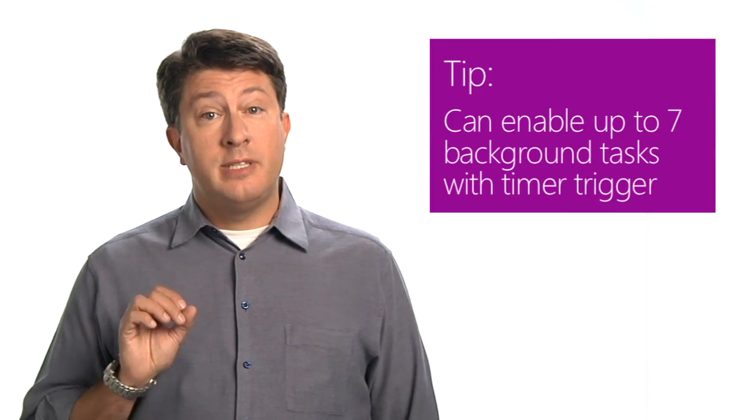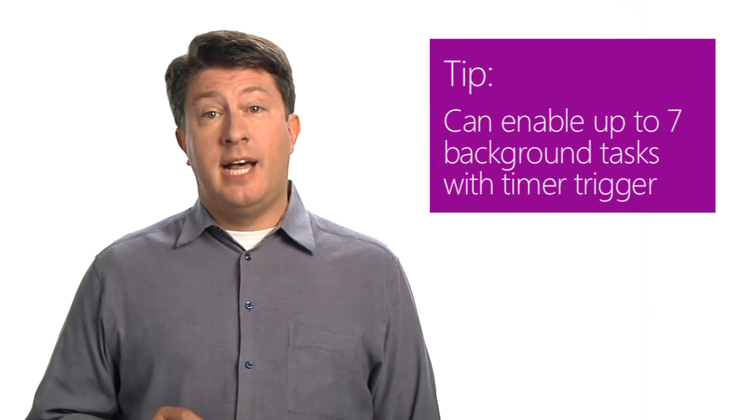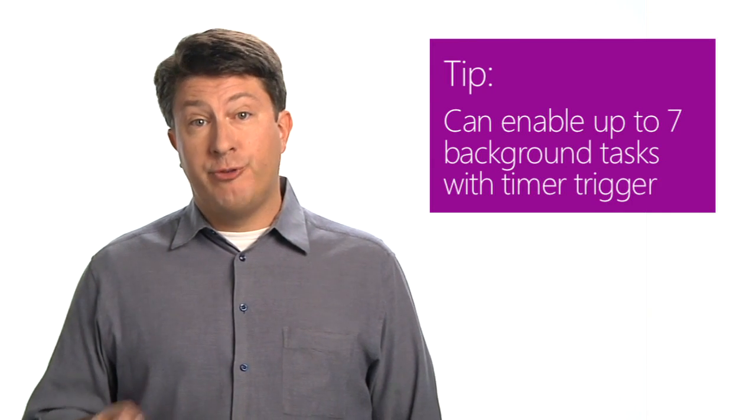I've used a background task in an app where I needed to get the latest version of a file from the SkyDrive, check to see if it had changed, and then if it had, update the tile and show a toast notification. Here's a tip. The user has the ability to enable up to 7 background tasks that are shown on the lock screen with the timer trigger.